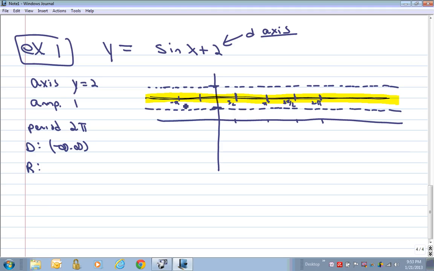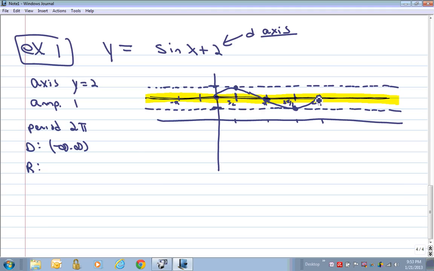Alright, so sine we know starts at the axis. Nothing else has changed. We have a period of 2 pi, so from 0 to 2 pi is our whole cycle. And we start at the axis, and our axis now is here. So at the axis, then we would go to the top of the amplitude, back to the axis, bottom of the amplitude, back to the axis. So one cycle would look like this.